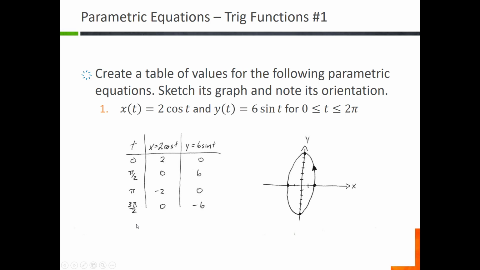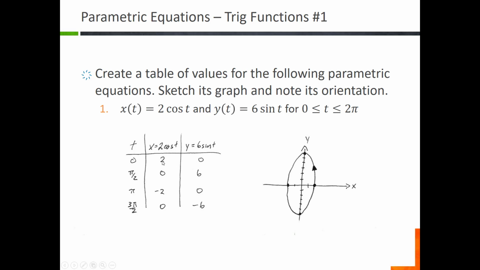I could do 2 pi, but 2 pi is going to be the same thing as 0, so I already know what 2 pi is going to look like. So if we take 0 and we plug it into cosine, cosine of 0 is 1, so 1 times 2 is 2. If we take the 0 and we put it in the sine, sine of 0 is 0, and 0 times 6 is still 0.